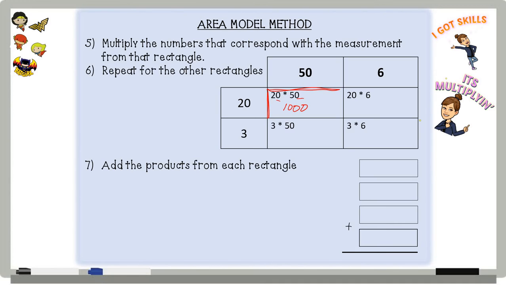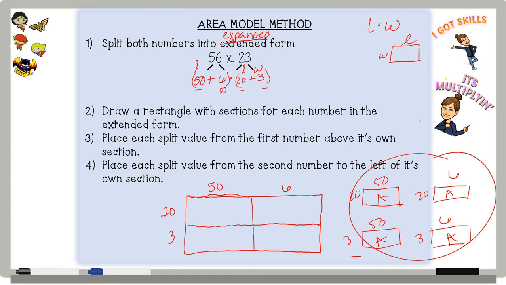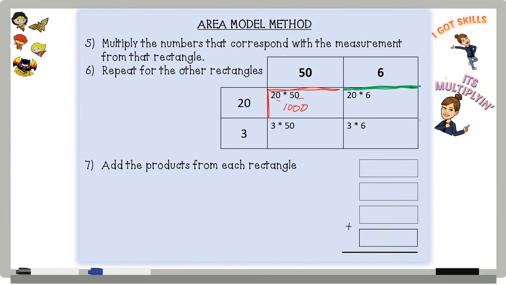Now my next one, I'm going to do a different color. I have 6 here, but I still have that 20. There we go. I have that 20 right here. All right, so now I have 20 times 6. Again, I do 2 times 6 is 12. And then I have to keep that 0.